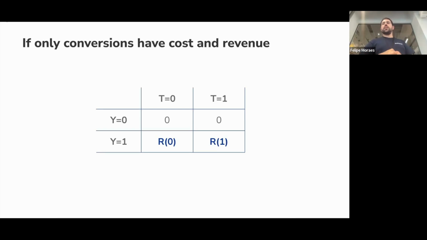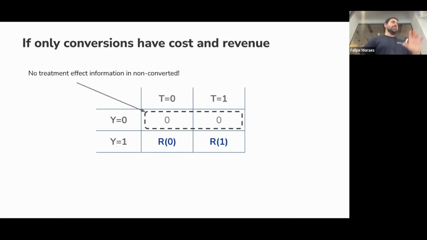So if we are in this scenario where only conversions have costs and revenue, it means that our matrix is like this. When persons don't convert, so they don't buy anything, we don't have any costs, and we also don't have any revenue. I'm abusing a little by saying there's no treatment effect information there, because there is, since it helps to make the average of that case. But all of these cases are just zero. They don't count in terms of conversions or revenue for the optimization problem.